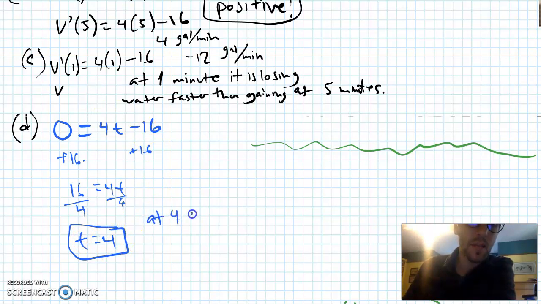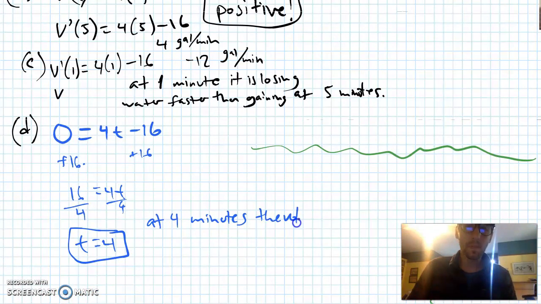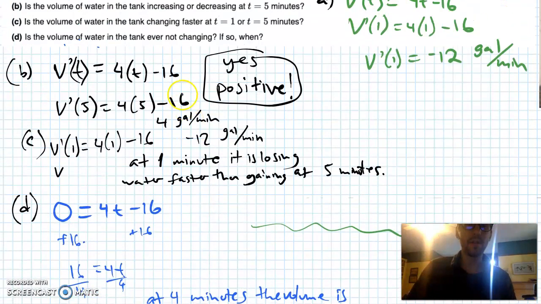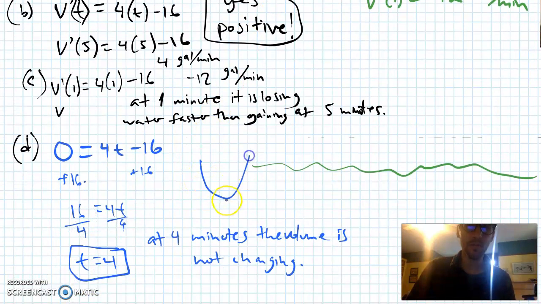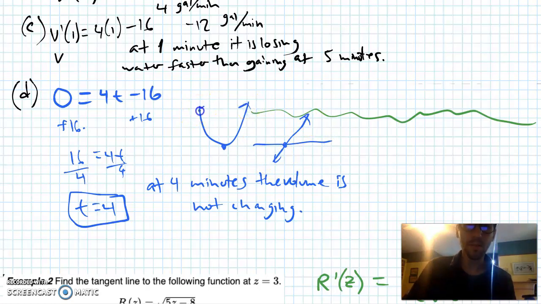So we could say at 4 minutes, the volume is not changing. And what that means is that's the spot where, if we were looking at the volume, that would be like a maximum or a minimum. The curve of this original function, I guess that would be the vertex of the parabola. So that would be like this spot. But on this graph, it's going to be the zero, where the derivative line hits the x-axis, wherever that might be.